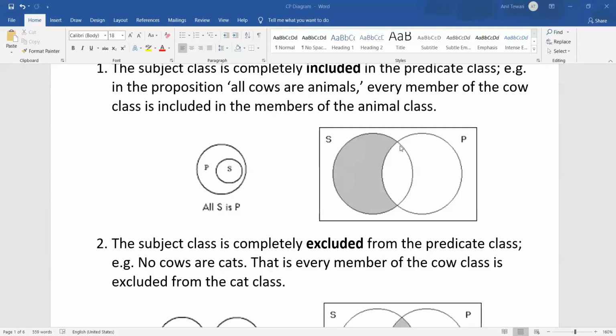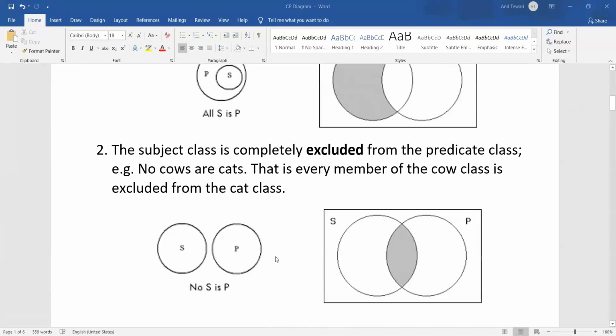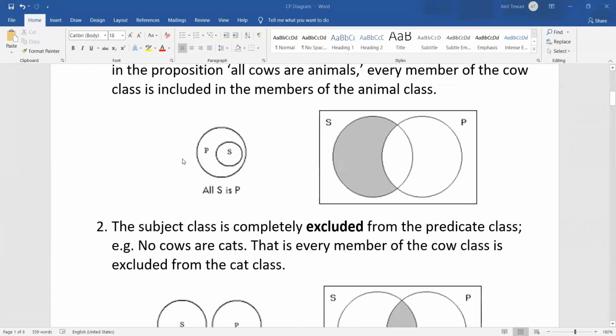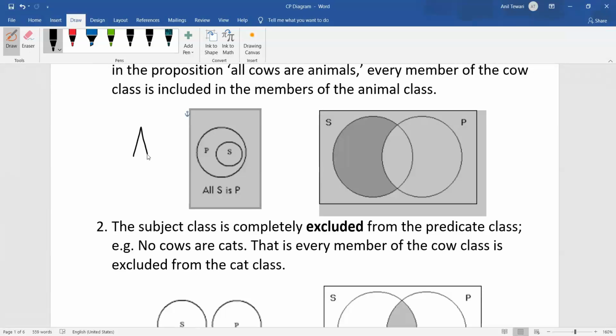We are going to use Venn diagram for our purpose because Euler's diagram has some limitation. So we will use only the Venn diagram when we come to the testing of the syllogism, etc. So this way we represent the proposition, and you know this proposition is called A proposition. All cows are animals. We call this proposition A proposition.